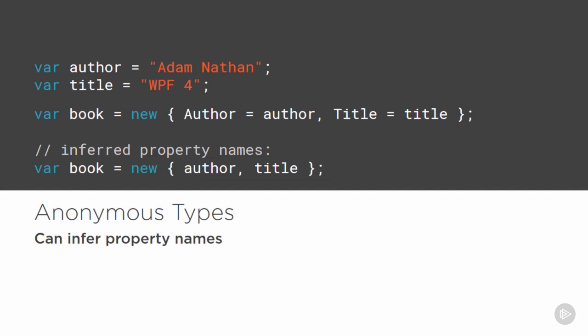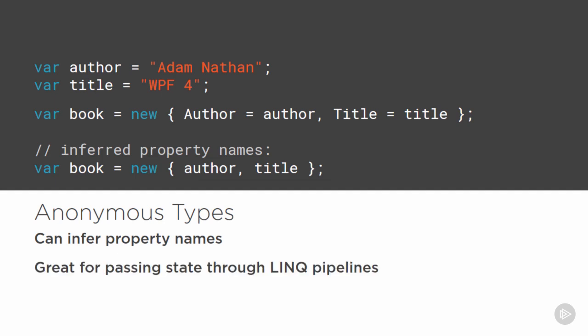Now, how are anonymous objects relevant to LINQ? Well, anonymous types are really useful for passing on information from one stage to the next inside a LINQ pipeline. And because they're often used very temporarily to pass data from one line to the next, their very compact syntax is really beneficial. And we'll be seeing lots of examples of this in action and how it helps us later on in this course.